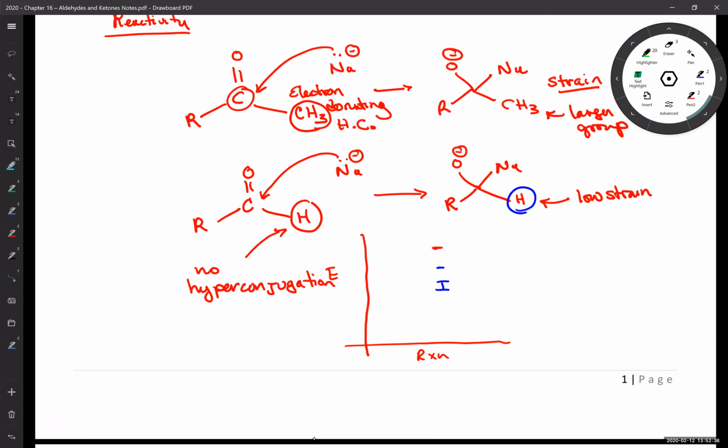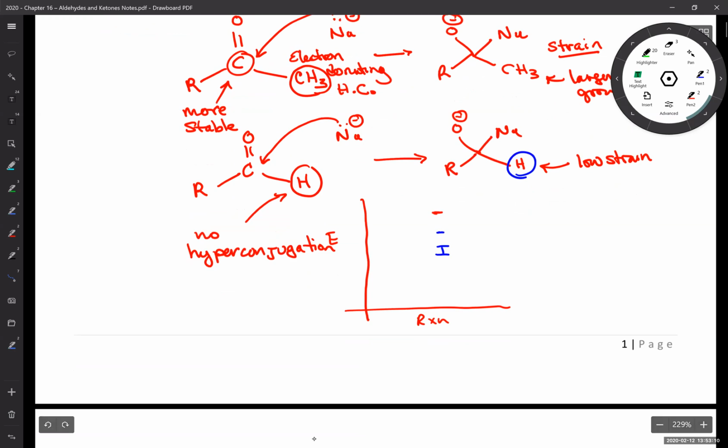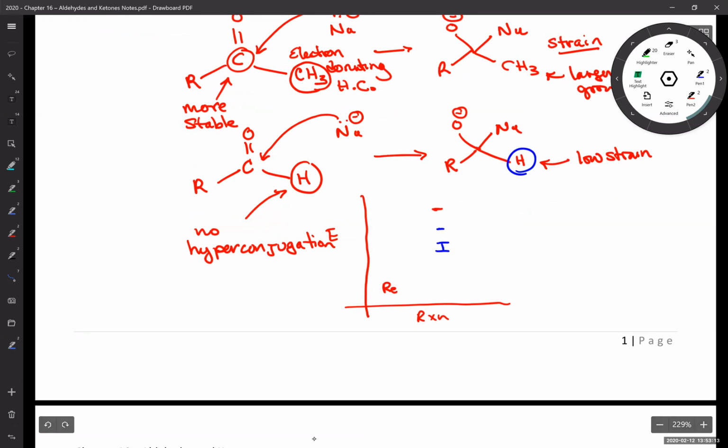So what does that mean? It means that this carbonyl is more stable. It's more stable because of the electron donating group, and the more electron donating the group is, the more stable it becomes. So in terms of energy, the ketones are more energetically stable than the aldehydes from the very beginning. So that means it's the reactant energy. So this is a reactant. For the ketone it is this.